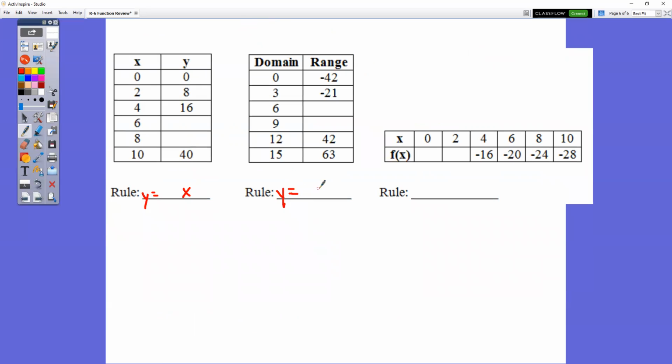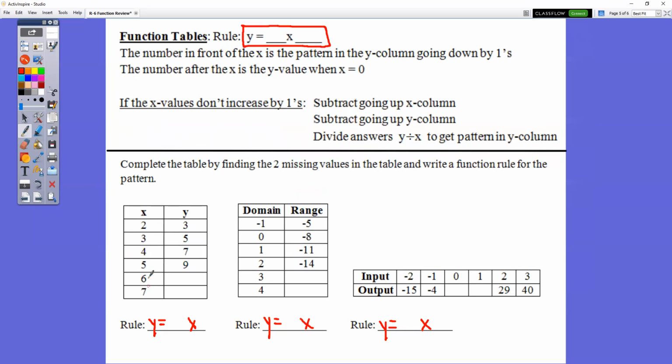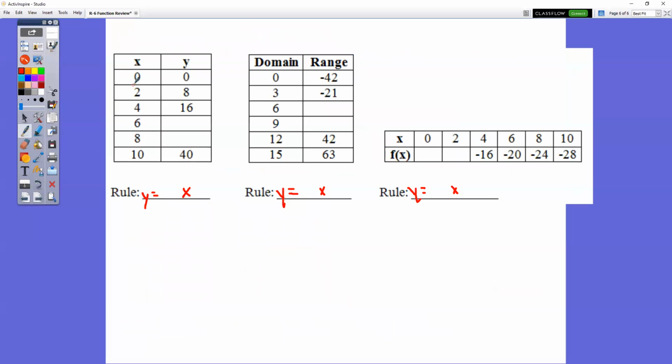Now, there are 2 different types of questions. The first type of question that we have is where your x values go by ones. Now remember, domain and range just mean x and y. Input and output just mean x and y. The second type of question that you're going to have is where your x values don't go by ones. They might be counting by 2s or by 3s or by 4s or by 5s.